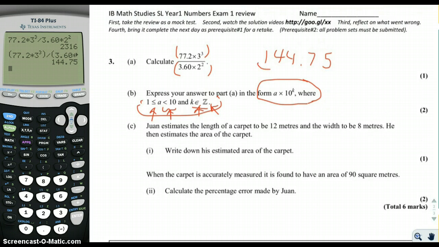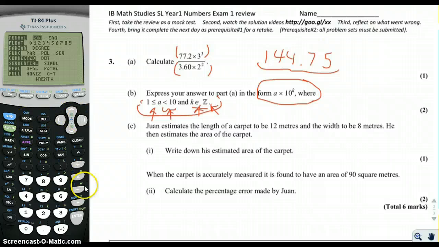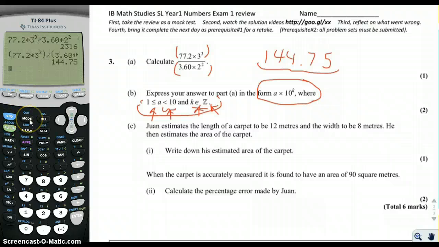So let's express 144.75 in scientific notation. And the calculator does that for you. You could just go mode, and I'm going to say scientific, SCI, get out, second quit. And then I'm just going to type the number in, and it's going to give me the scientific notation.